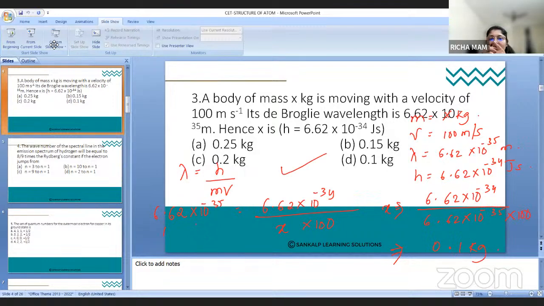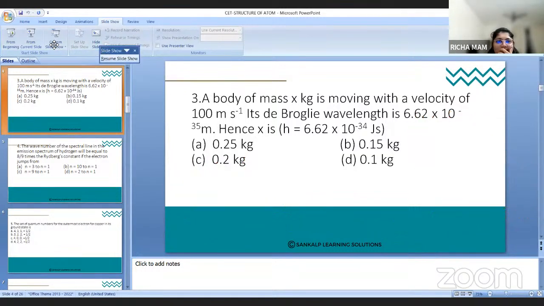Yes, Kavya has also answered D. So remember the de Broglie's wavelength equation, that is lambda is equal to h by mv. Understood? Is it clear? Are these three questions clear? Okay, so this one is the easy question.